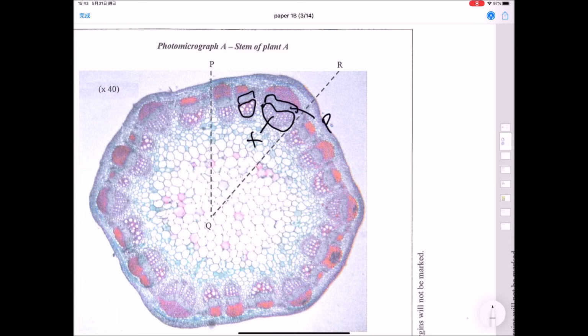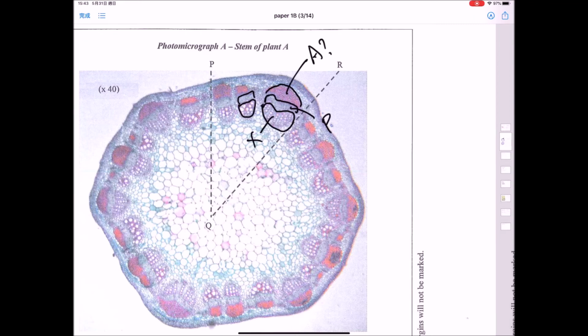But okay, in this question, I just would like to focus on the outer region. That means this part, okay. For example, don't call it X, for example A. So what is the structure A? In this part, we can refer to the marking scheme of the past paper.